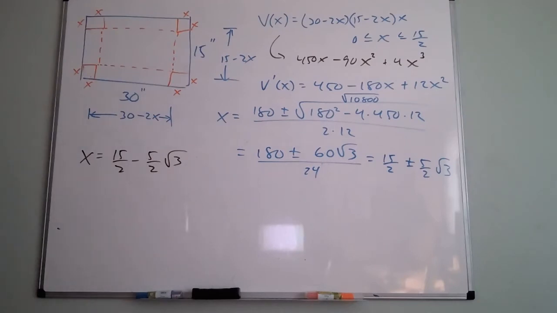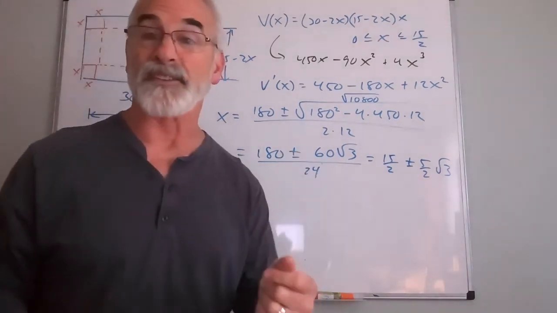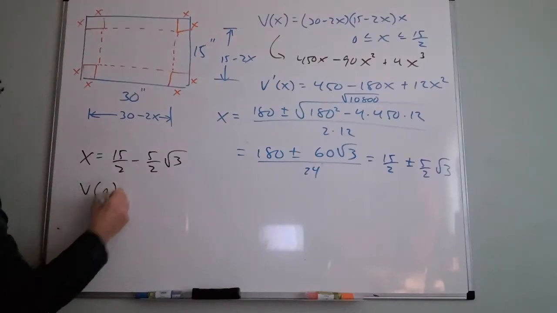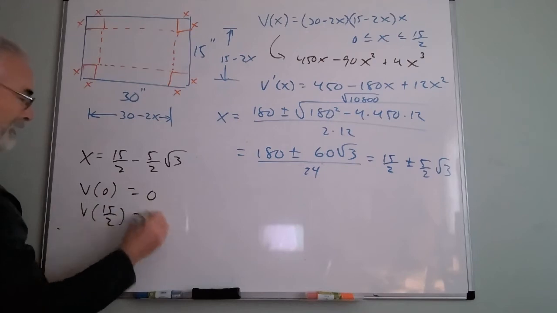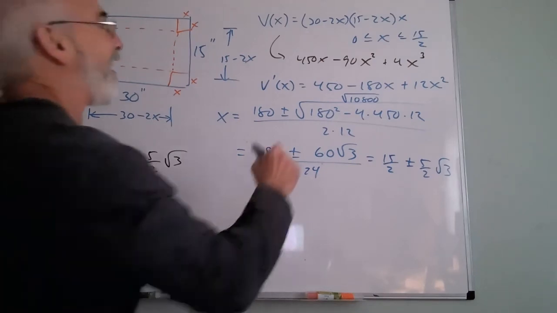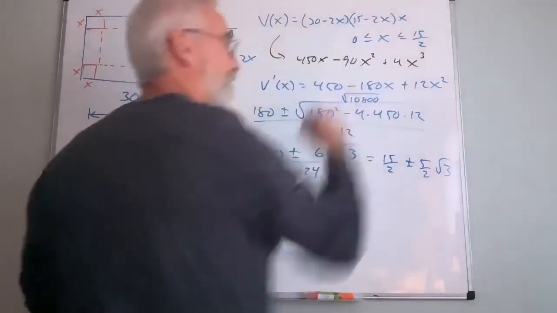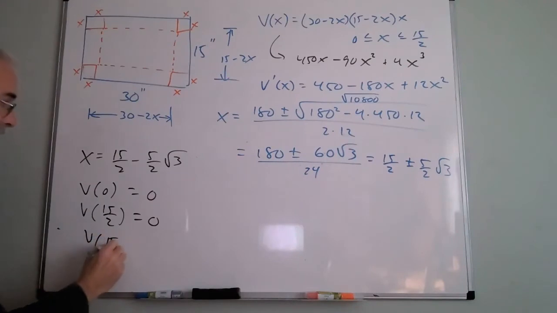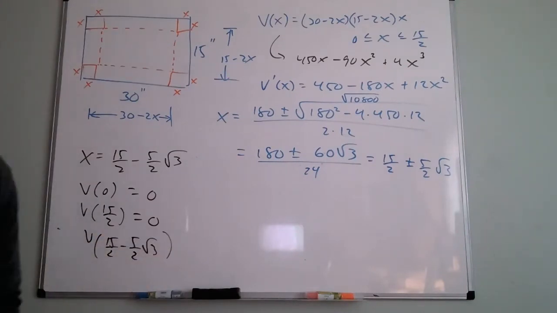Okay, that's it. Now, the nice thing is I can use extreme value theorem in this case, and I can go light speed. And here's why. If I do extreme value theorem, I'm going to check my endpoints, which, by the way, will both be 0. Why? If I use an x of 0, I get 0. If I use an x of 15 halves, I get 0. And then the last one would be whatever this is. And we can convert that to a decimal soon enough.